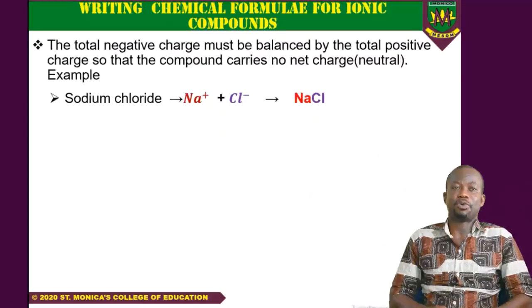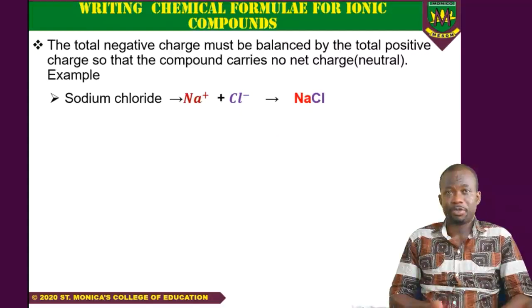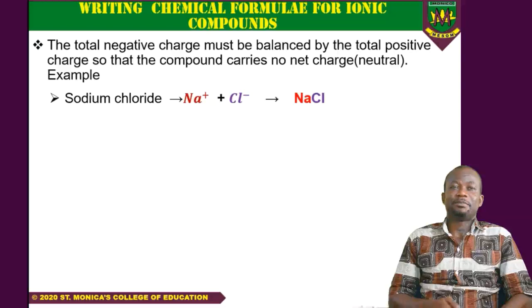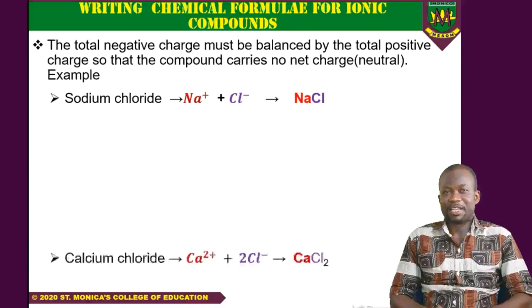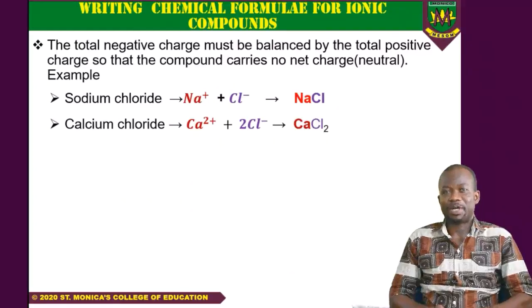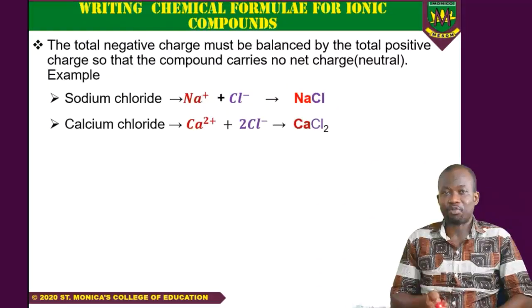So for example, sodium chloride. Sodium ion plus chloride ion will give you sodium chloride. At the end, the positive and the negative cancel out, and that gives you sodium chloride. Now calcium chloride is Ca2+ plus Cl-, but 2 atoms of it. This is just like magnesium chloride. So at the end, we have 1 atom of calcium combining with 2 atoms of chlorine.